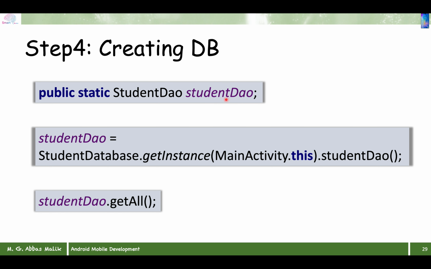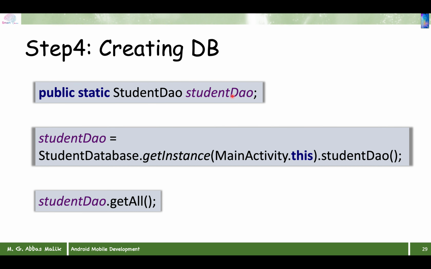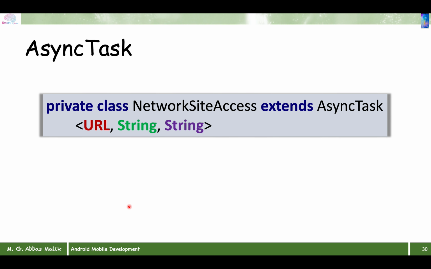And then from that student DAO, the data access object, we can run all the methods that we have defined here: get all, get by last name, get by username, insert student, update students, delete student. So using that specific DAO object, we can call all those methods and communicate with our database.